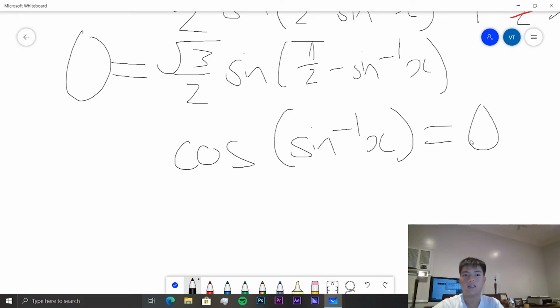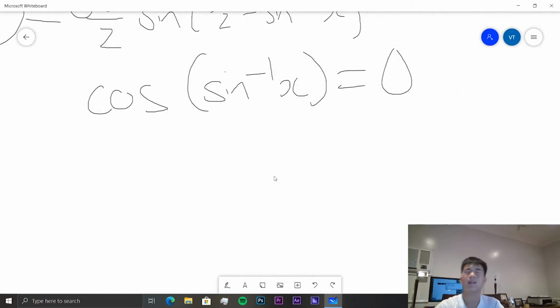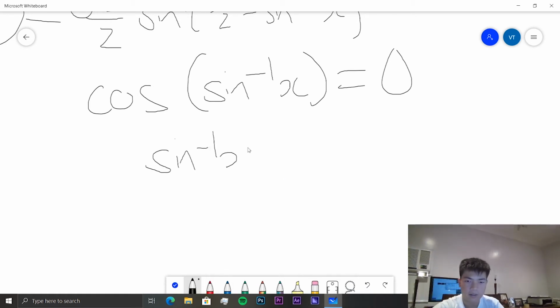So inverse cosine of 0 is equal to pi over 2. So we have sine to the negative 1 x is equal to pi over 2. So x is equal to sine pi over 2, so x is equal to 1.